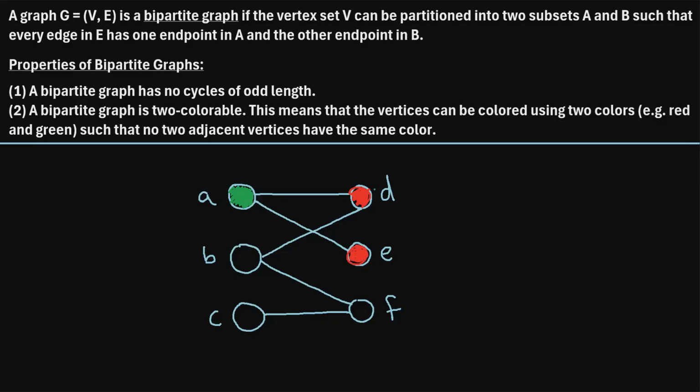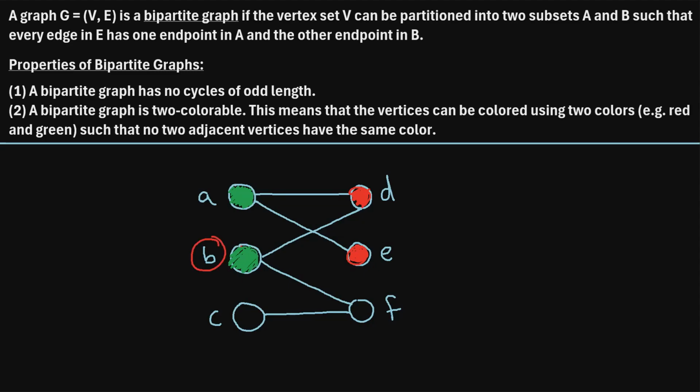So now let's consider vertex D. Every vertex that it touches needs to be a different color than red. So we can see it touches vertex A and vertex B. So A and B both need to be a different color than red. So A is green, that's good. So let's go ahead and color B green as well.